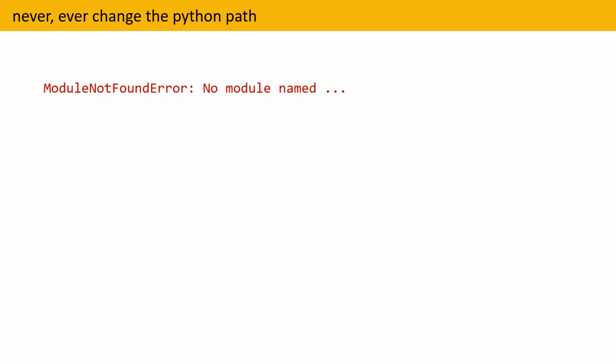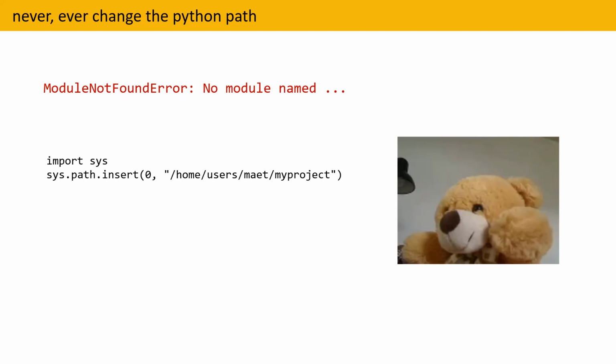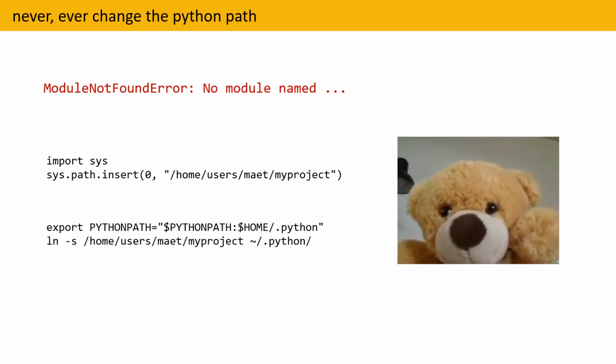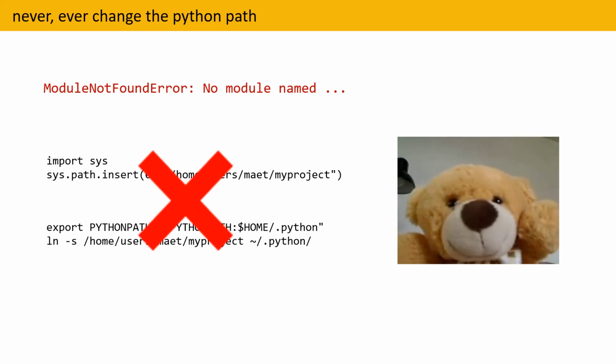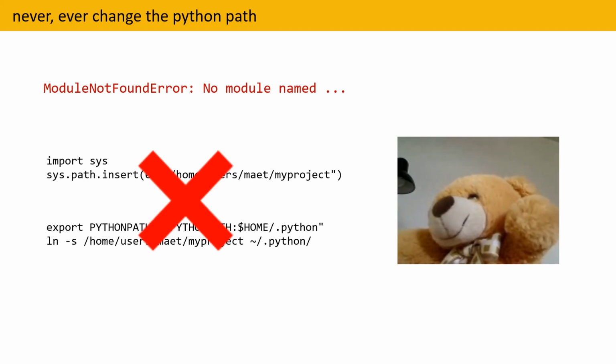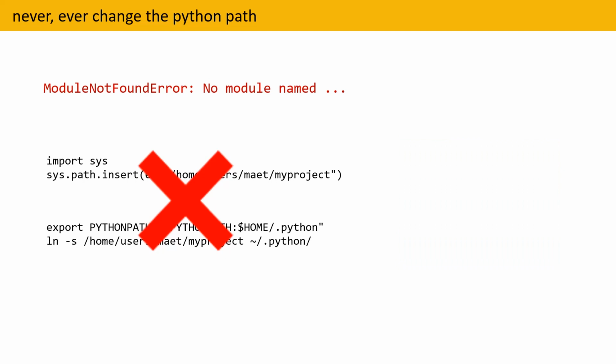The number one recommendation on the internet is therefore to add the project directory to the Python path, either within Python itself or via a shell script. Never ever do this. It is a terrible hack that works in the short term, but causes all kinds of problems in the long run. Most importantly, it guarantees that the code runs on one machine in a fixed location only, but nowhere else.